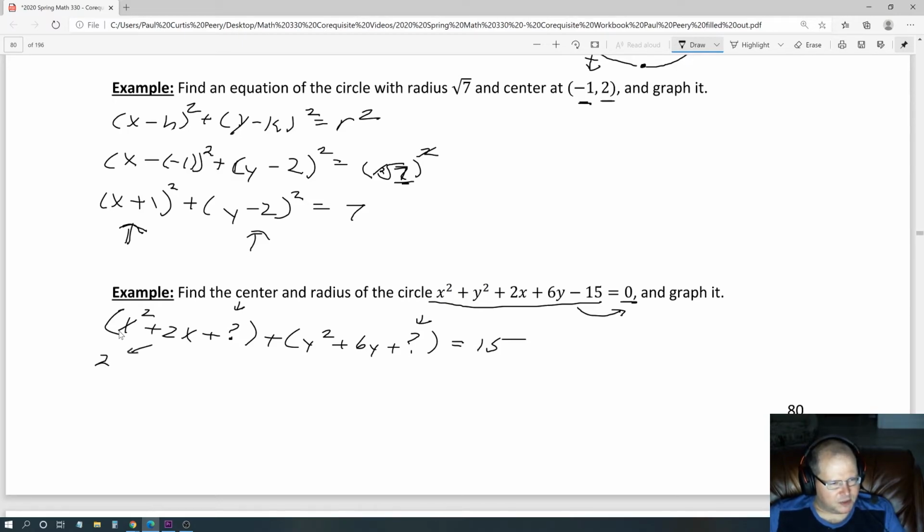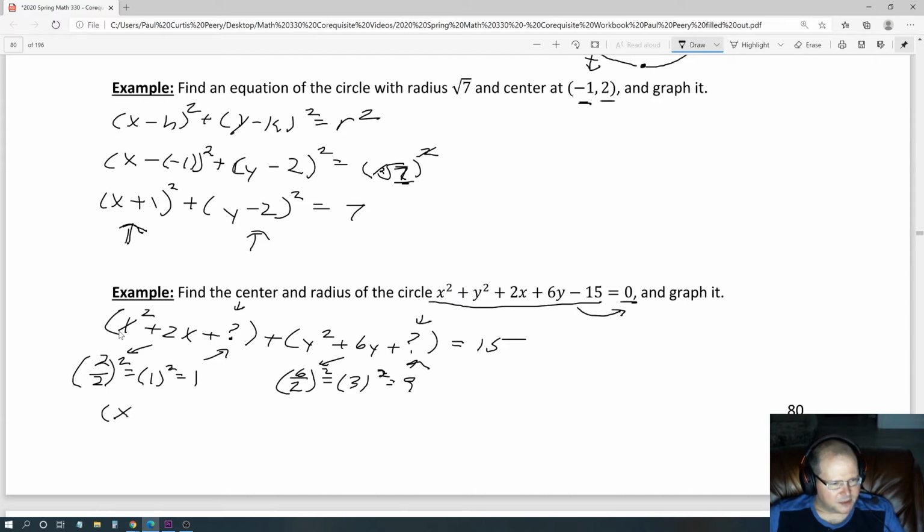You take the middle term, divide it by 2, and then square it. So the first one is 2 divided by 2, which is 1, and 1 squared is 1. And then we just add a 1 there. The other equation is going to be, we get the 6, 6 divided by 2 gives me a 3, 3 squared gives me a 9. And then we're just going to stick it in there.